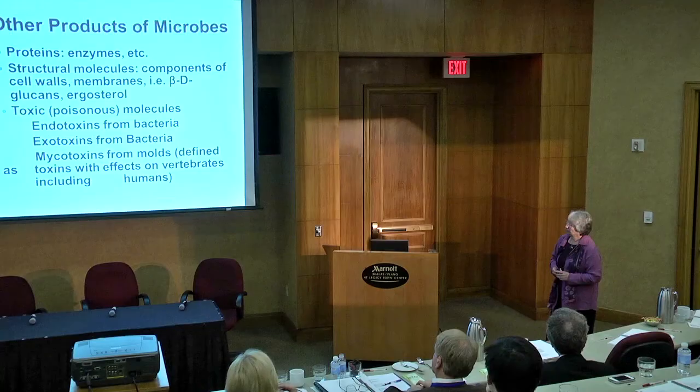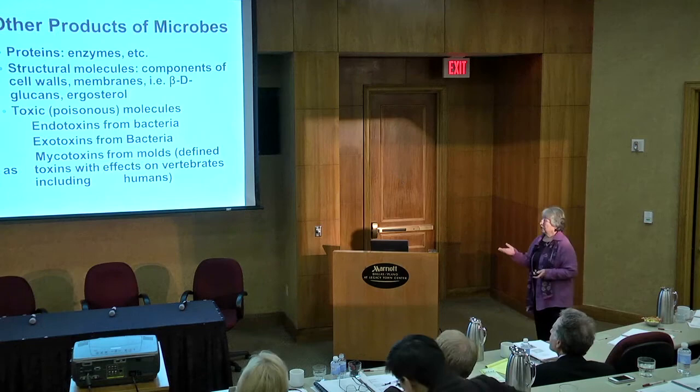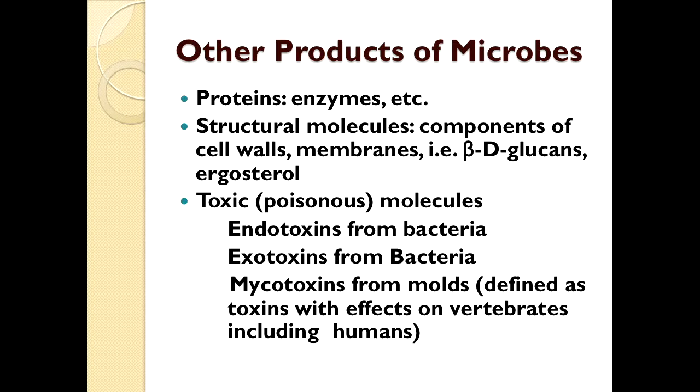So in addition to proteins, there are also structural molecules that are released when spores and other structures of molds and bacterial cell walls are broken. So you have the beta-D-glucans, which are unique to the fungal genus. You have ergosterol, which is a fat. We don't have that. And then they also produce toxic or poisonous molecules.